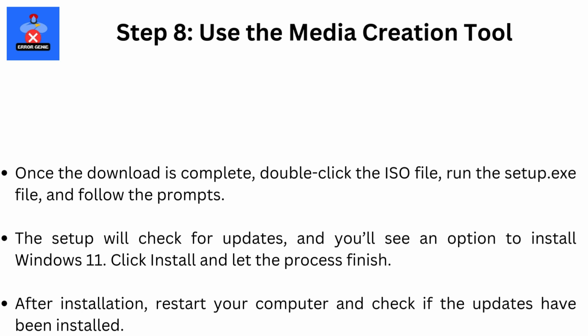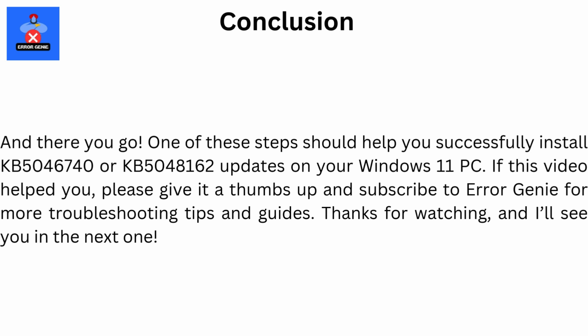The setup will check for updates, and you'll see an option to install Windows 11. Click Install and let the process finish. After installation, restart your computer and check if the updates have been installed. And there you go. One of these steps should help you successfully install KB5046740 or KB5048162 updates on your Windows 11 PC.